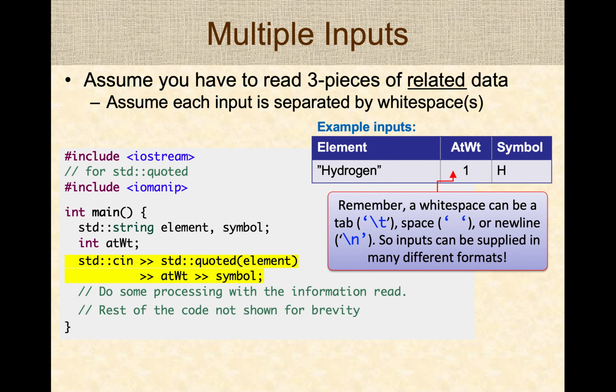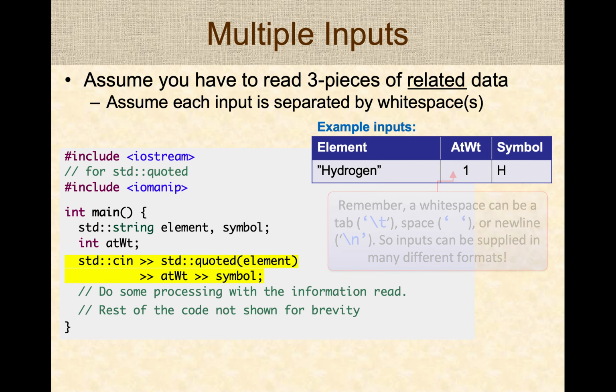Again, keep in mind, the values are separated by white spaces, and white spaces can be tabs, just blank spaces, and newlines. So inputs can, in theory, be supplied in many different formats. Here it's just shown as a simple column to illustrate an example.